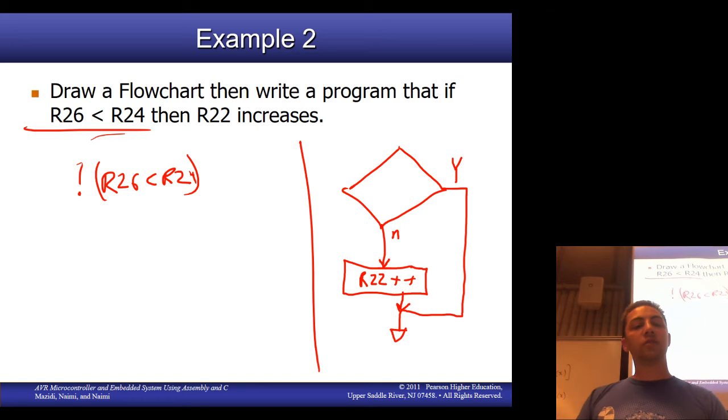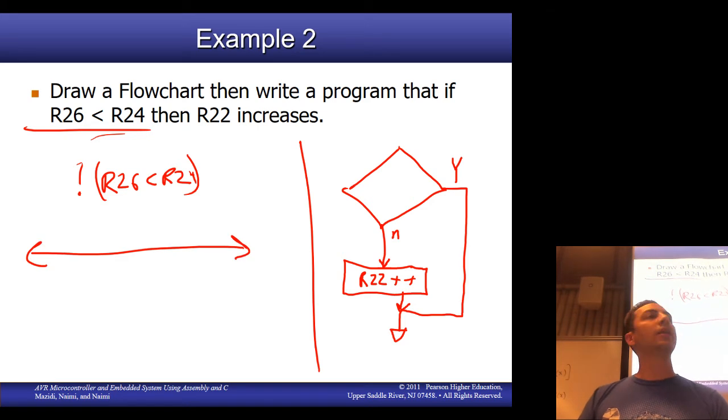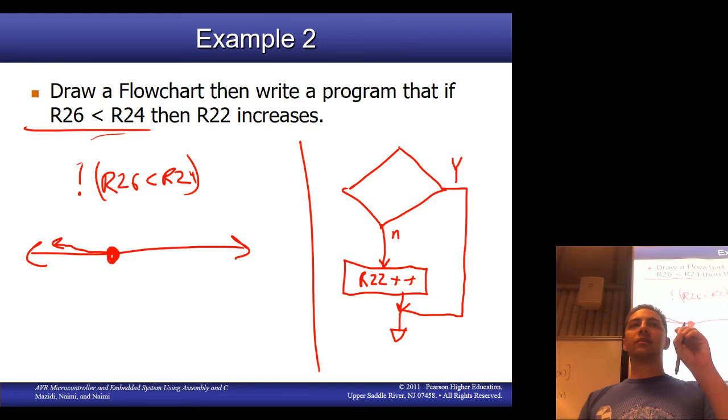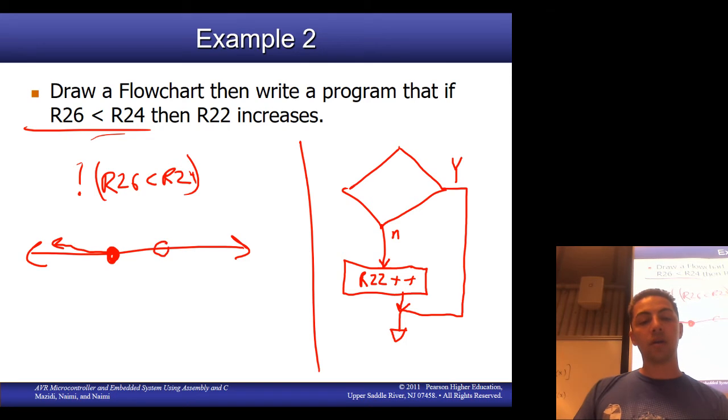Not quite. So let's go back many moons. Everybody remember your number line? What does it mean if I have a filled in bubble and a line going to the right? Less than or equal to, right? It's all the numbers including that number. What about an open circle going that way? Greater than, but not including.